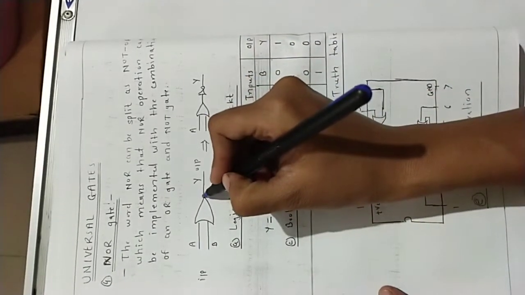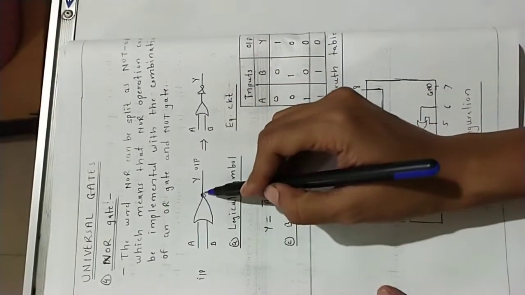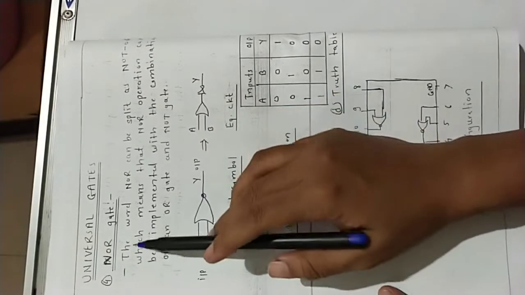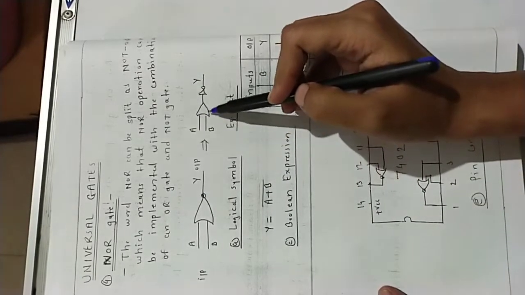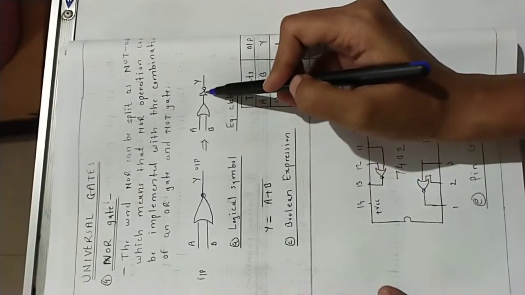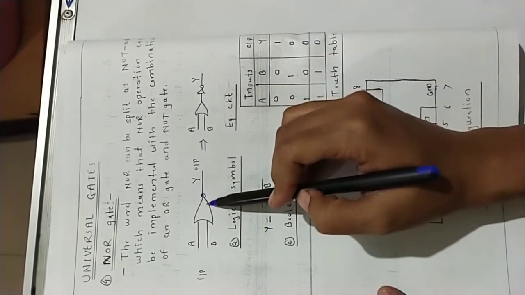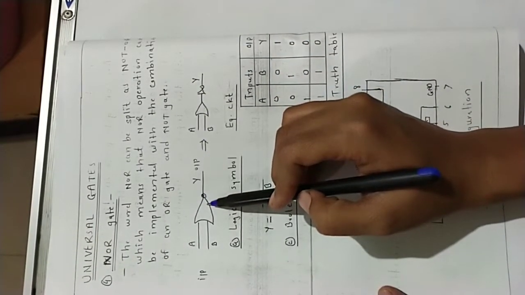NOR gate. NOR means not or. और के सामने not लगा दिया. NOR is nothing but not or. और के सामने not gate लगा दिया. A and B, these are the inputs. This is an OR gate and this is a NOT gate. So combine करने के बाद symbol ऐसे होता है.